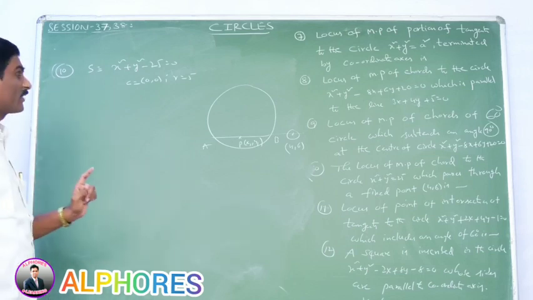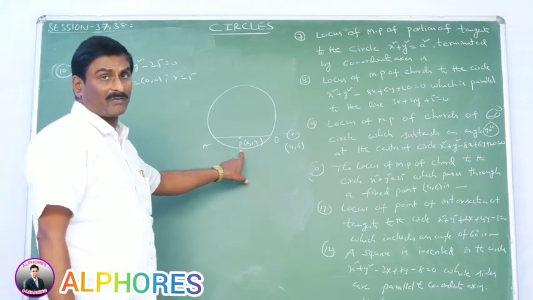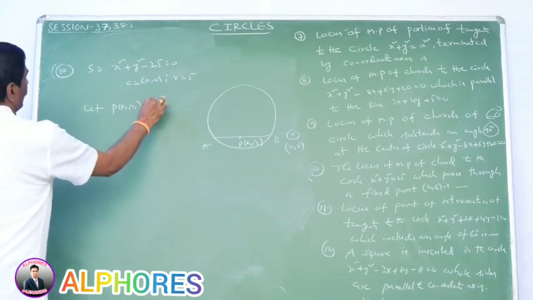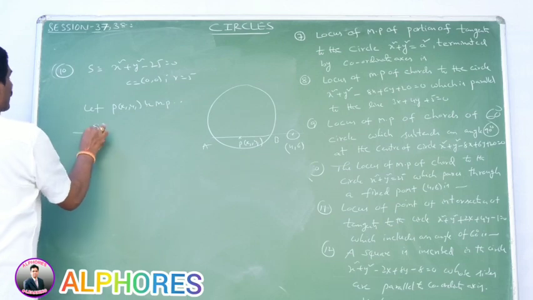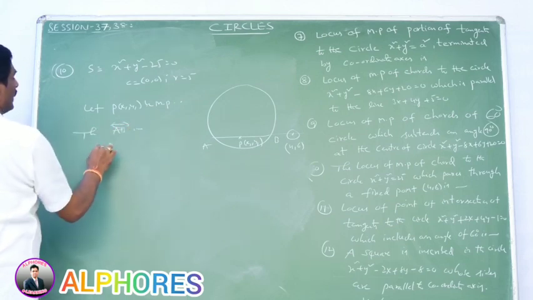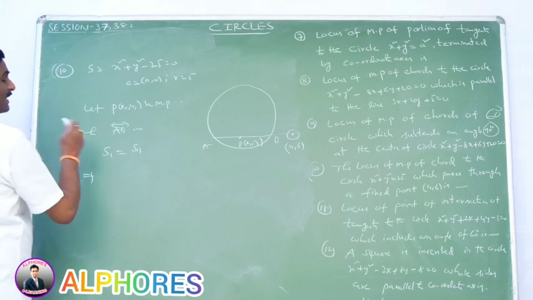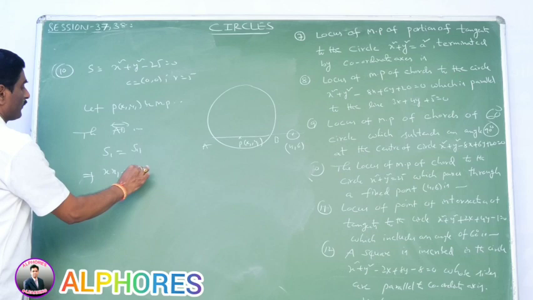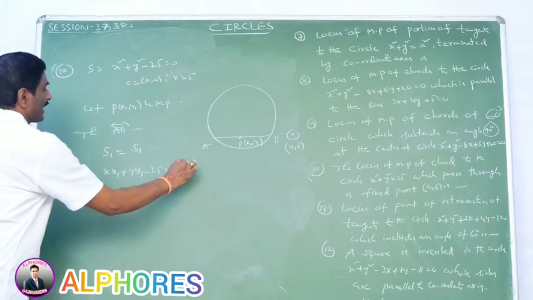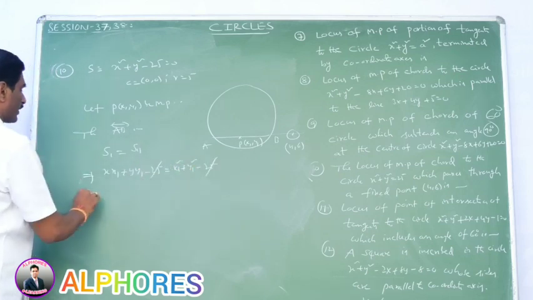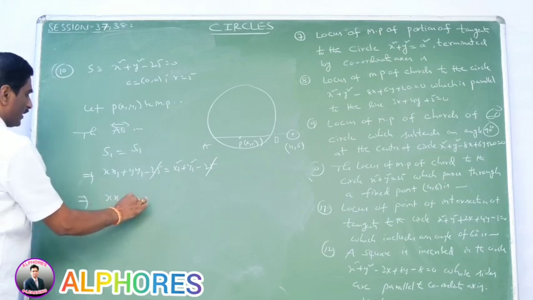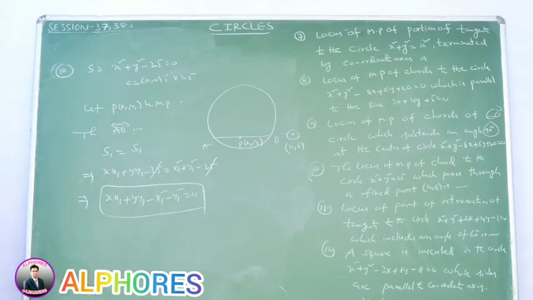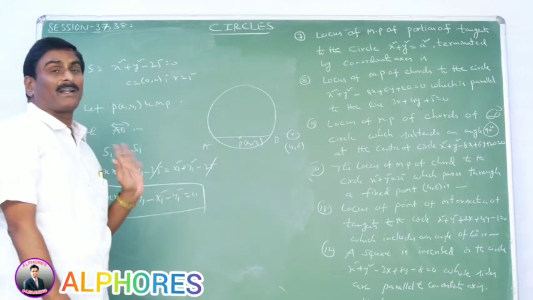First we find the equation of the chord by using this midpoint P (x1, y1). Let P (x1, y1) be the midpoint of the chord. Then the equation of the chord AB is S1 = S11. S1 means xx1 + yy1 - 25, it is a circle with center (0, 0). x x1 + y y1 - 25 = x1 square + y1 square - 25, 25 cancels. x x1 + y y1 - x1 square - y1 square = 0. It is the equation of the chord when (x1, y1) is the midpoint of the chord.